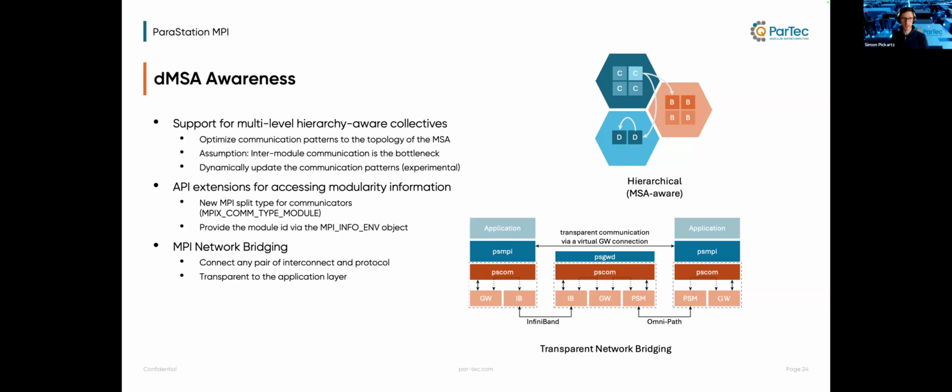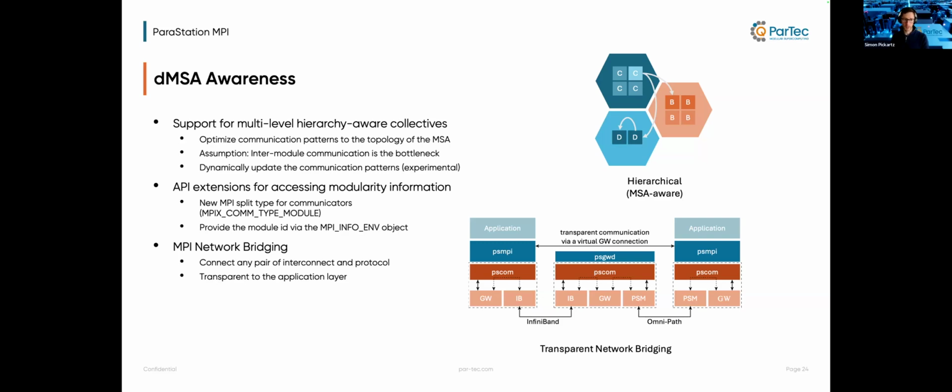Additionally, our communication stack offers extensions for accessing the modularity information from the application level. So what we, for example, introduce as a new communicator type, which can be used by the application to create communicators based on the module affinity. So if an application can make use of this information, then it would be able to create the communicator and know, okay, now I have a set of processes that is only running, for example, on the booster module.